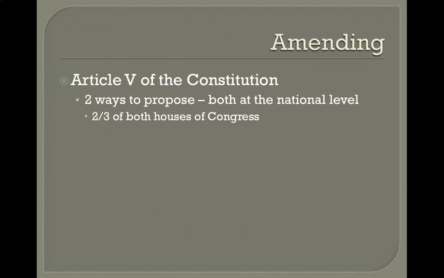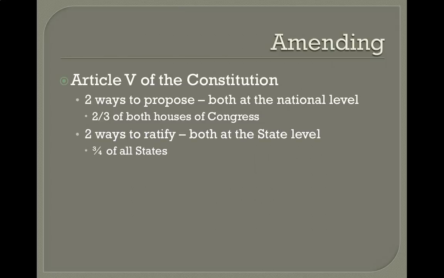2/3 of both houses of Congress, so we're talking about the House of Representatives and the Senate, both of them, 2/3 of their members have to vote in favor of this. But then there's a second step. We can't have the national government being allowed to change the Constitution just because they want to. Once again, just like the Declaration of Independence, just like the Constitution, everything has to be sent to the states to ratify.